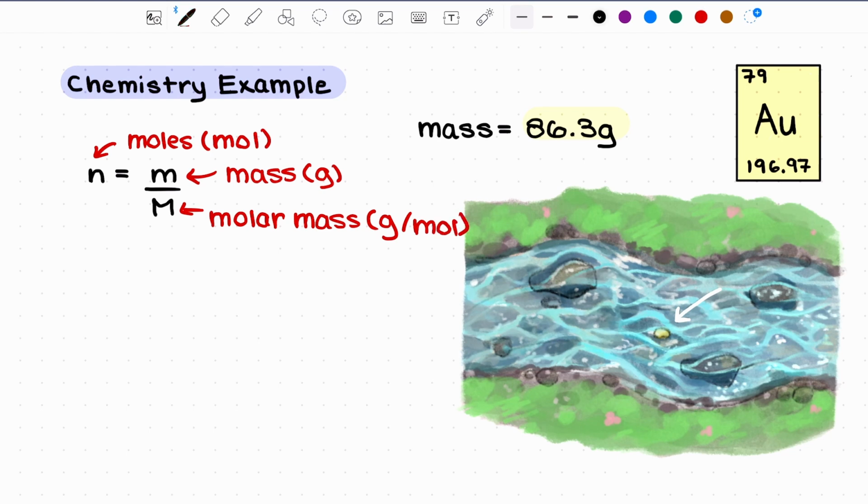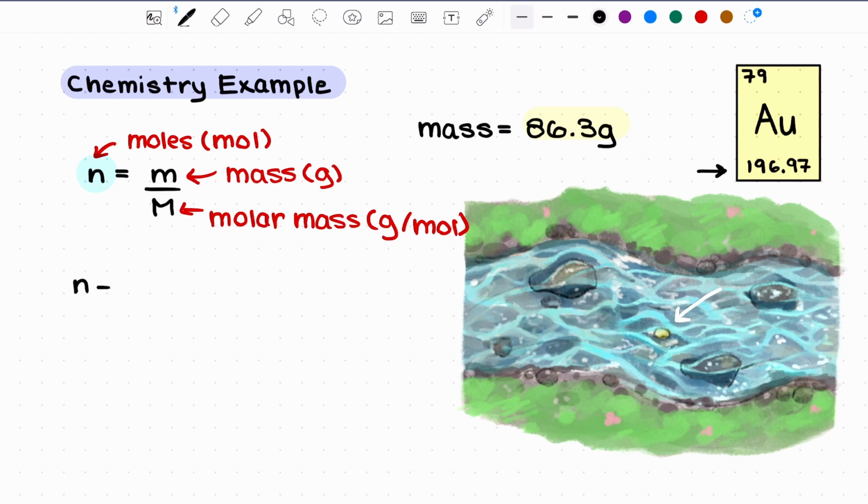All right. So what piece of information do we have here? Well, we're going to solve for moles. So this is what we're going to solve for over here. That's the piece of information we don't have. We have a mass and we have molar mass. Now, where is our molar mass? Luckily, molar mass is always written for us on the periodic table. And in the case of gold, which is represented by the chemical symbol Au, it is 196.97 grams per mole.